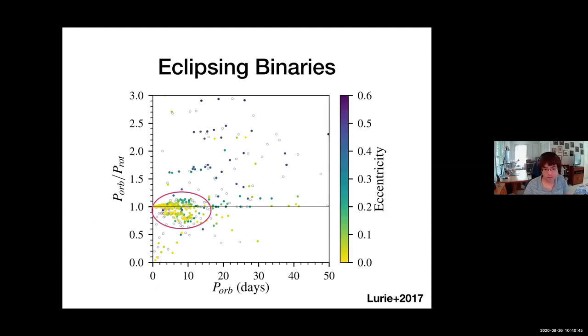So to do that, we use this catalog of eclipsing binaries with measured rotation periods from Lurie in 2017. And our hope was that by looking at the shorter period ones, the ones where we're pretty confident, out at 0 to 10 days or something, that they are actually synchronized, that we'd be able to then use differences between the orbital period and the rotation period to get a measurement of differential rotation.